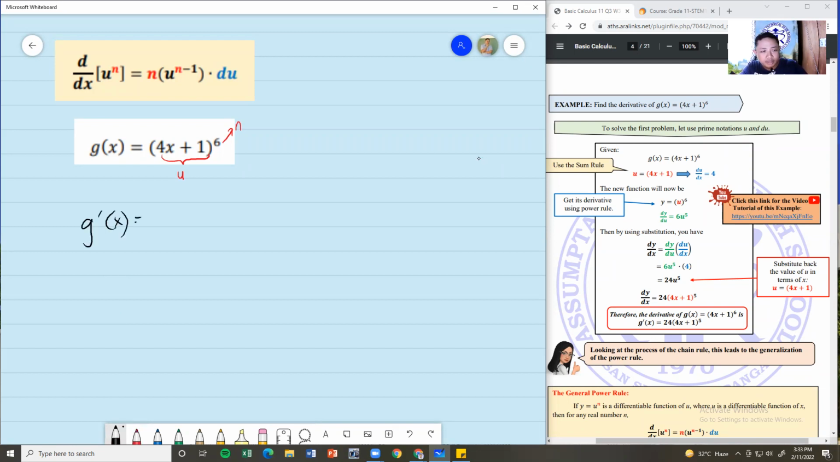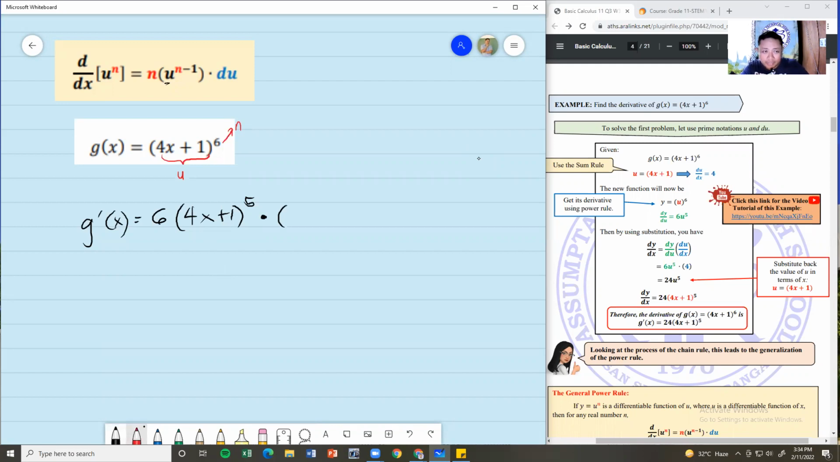of x will be equal to, same process, this will go to your coefficient. So that becomes 6 times, copy your u, which is 4x plus 1. And then subtract your exponent, just like what we're doing whenever we are doing our derivative. So 6 minus 1, that becomes 5. Got it? Easy.